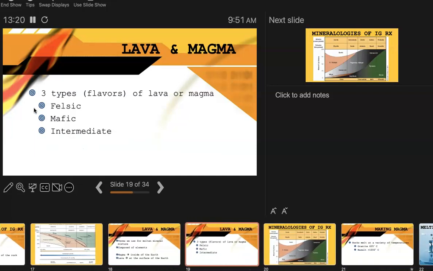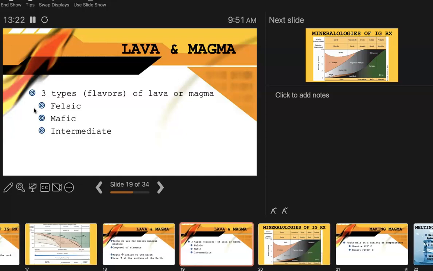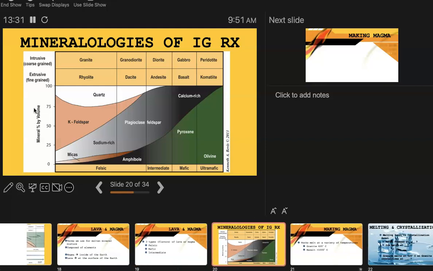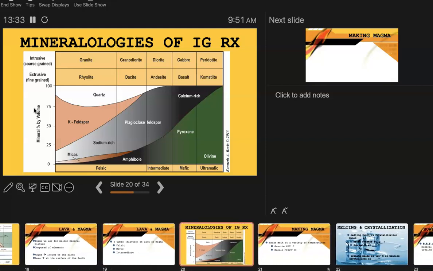And again, we told you that there's three essential flavors, formulas, types that we're looking at. The felsic, the intermediate, the mafic. You with me? All right? Because some dude actually sat there and figured all this out.